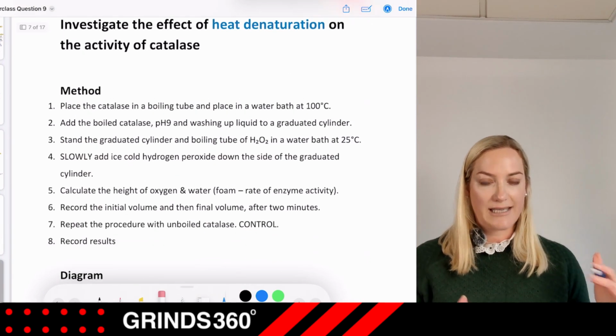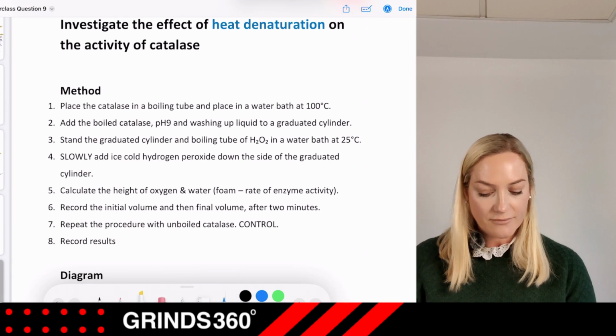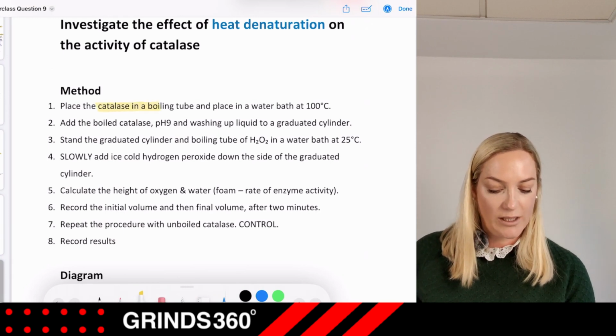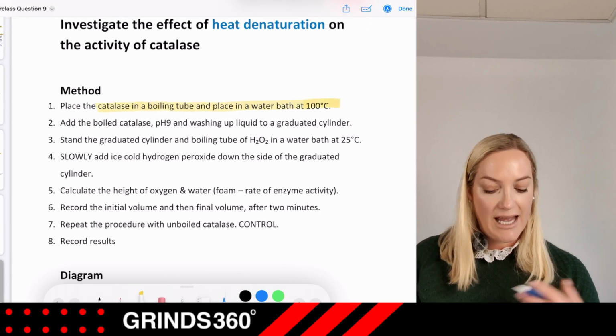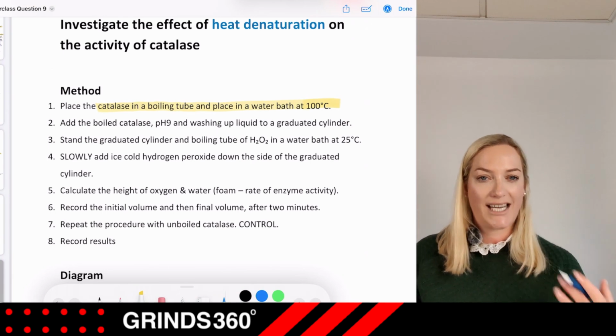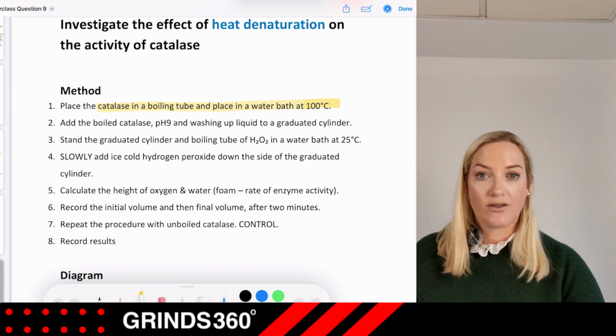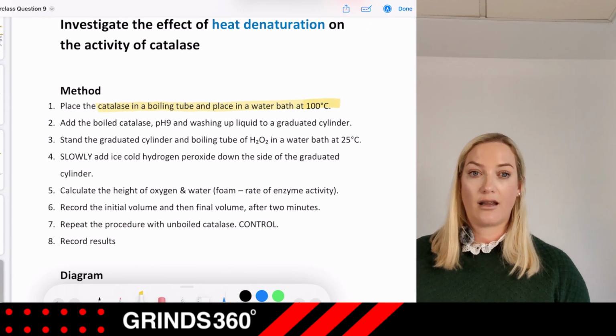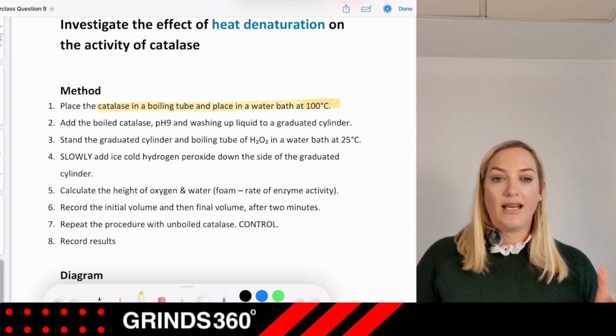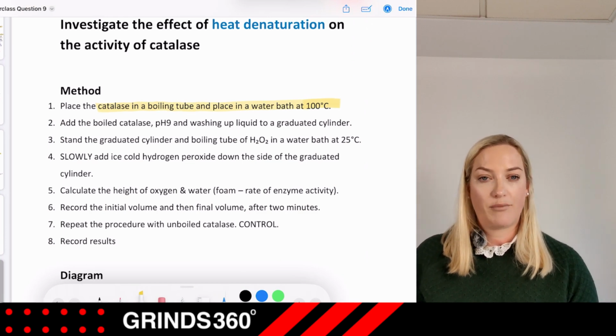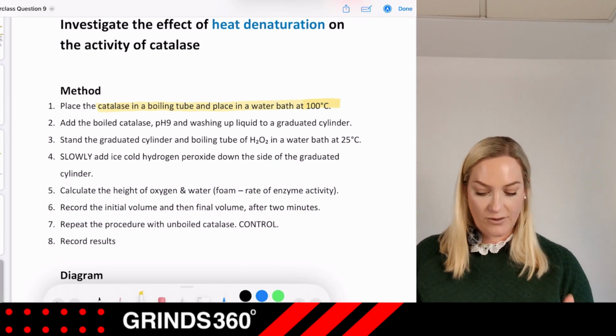So let's look at the steps. Again, we're adding our catalase into a boiling tube at 100 degrees, and we're showing how we're denaturing it. What does denatured mean? If they ask you this, the enzyme has permanently lost its shape and can no longer carry out its function.